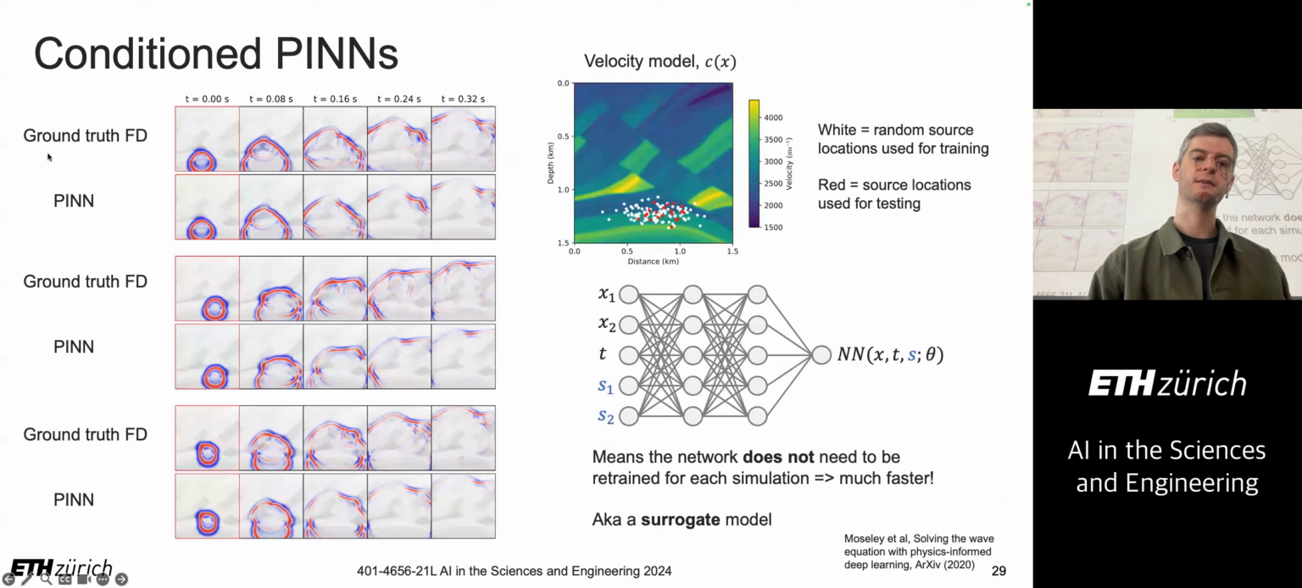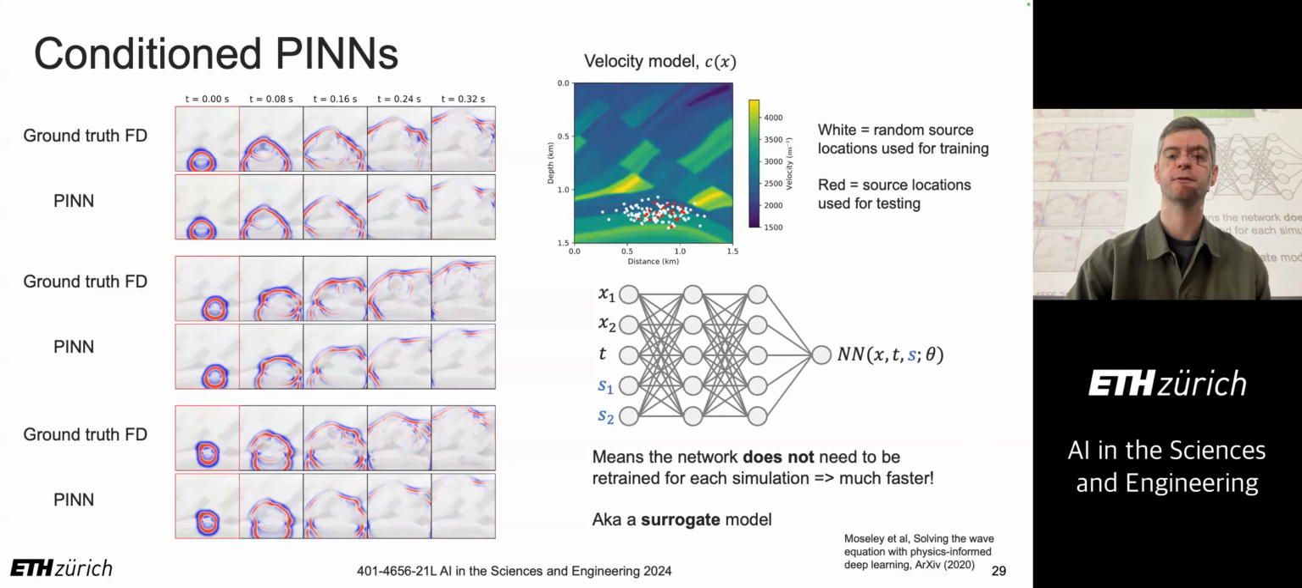So this is some work that we did. We tried to condition this physics-informed network on the source location. And we took this velocity model, which is a more complex velocity model than I've been showing you. And the white points here show you the source locations that we used as training points. So we carried out a finite difference simulation at each white point here to get our boundary data. And then we randomly sampled across this area to evaluate our physics loss as well. And then the test runs here that I'm showing are just sampled from these red points. So kind of in the same distribution, but not exactly the same training points.